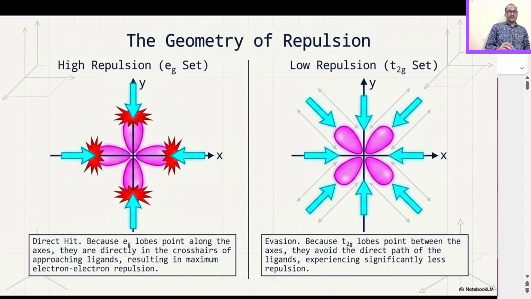So what happens when the ligand approaches for bonding? The Eg orbitals, their lobes point along the axis. So when the ligand approaches, that will result in maximum electron-electron repulsion. Whereas for the T2g set of orbitals, since their lobes point in between the axes, there will be less repulsion in comparison to the Eg set of orbitals.